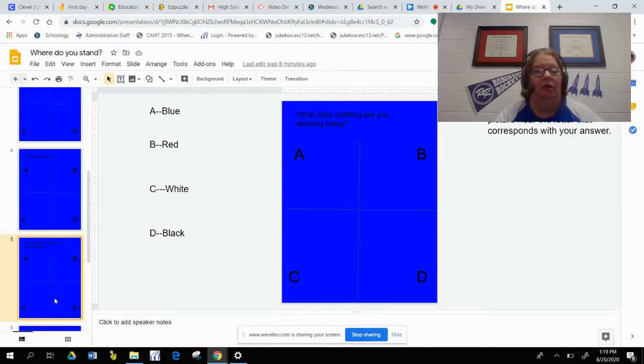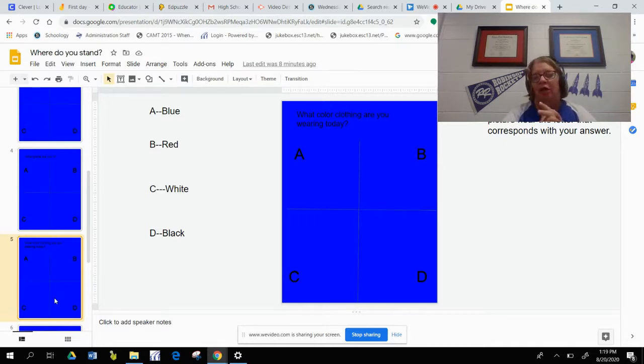Okay. There might be somebody here who has done this before in my class where I've asked this question. If you're wearing blue, go stand by the A. If you're wearing red, go stand by the B. If you're wearing white, go stand by the C. If you're wearing black, go stand by the D. And have people in the middle of the room. Why do you think they would be in the middle of the room?